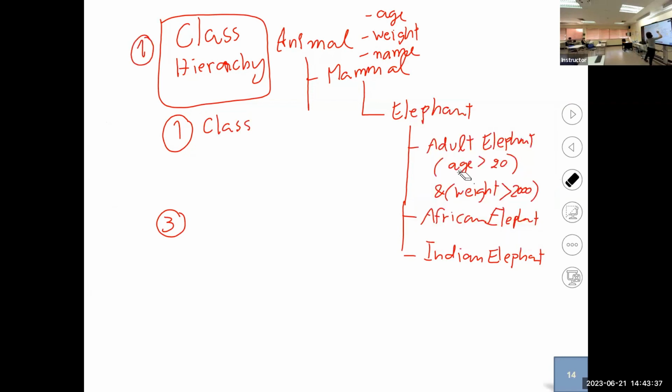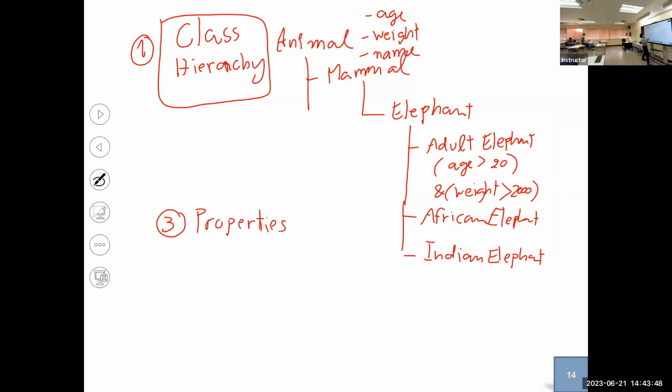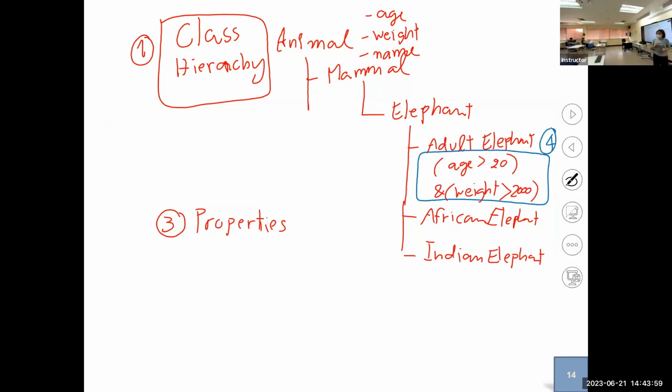Then number 3 are kind of properties. Actually, these are examples of number 4, right? You can define some axioms or rules that for an adult elephant, age must be like this, weight must be like this. And then for number 2, instance.